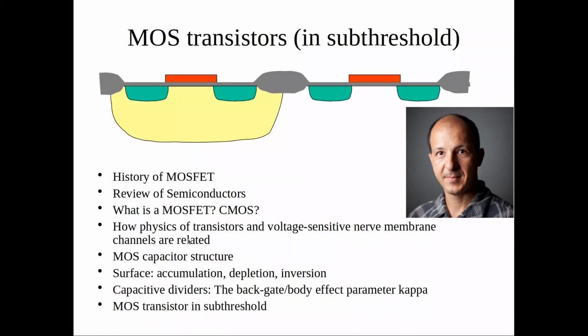Then we'll also look at the MOS capacitor, which is a very important structure that we actually ask about at the exam every time, so you should pay particular attention to this part. And the various regions of operation of a transistor, and capacitive dividers, where we'll figure out where this kappa term that you'll see coming up over and over again actually comes from. And then basically use the transistor in subthreshold.